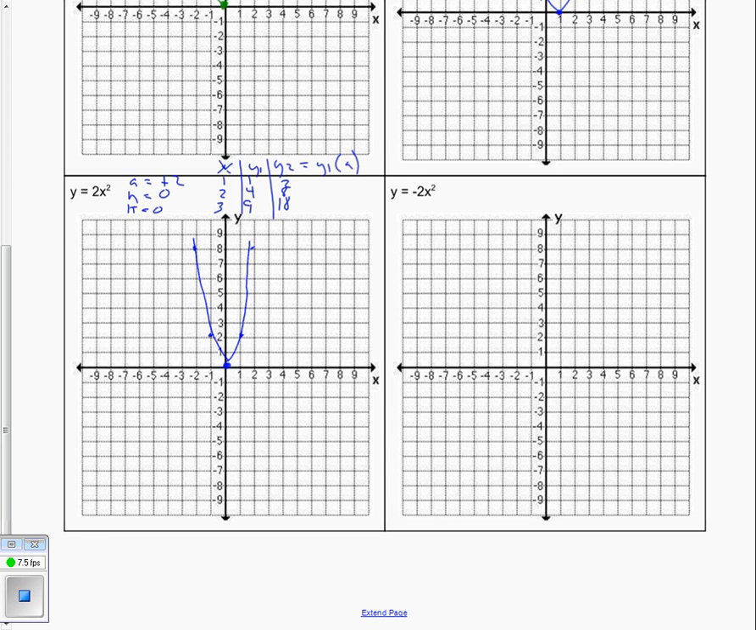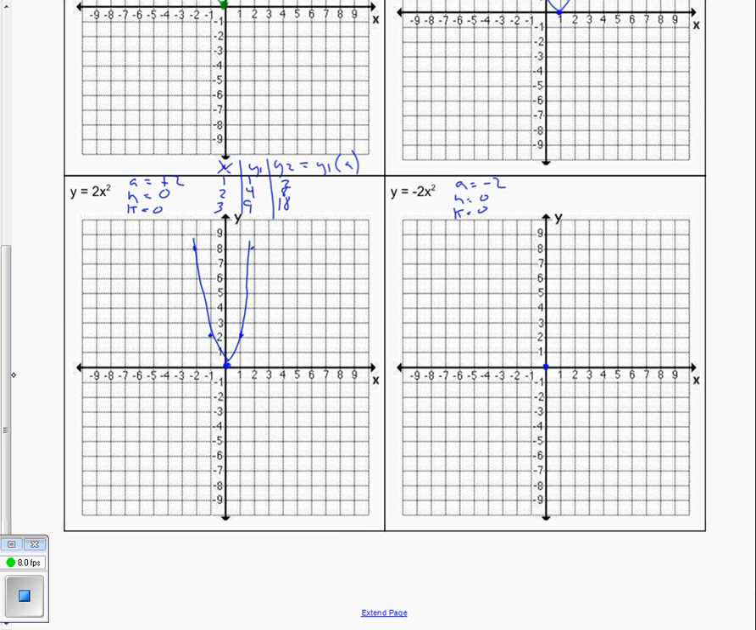If we look at the next example here on the right, we've got y is equal to negative 2x squared. Okay, so our a value is actually negative 2, our h value is still 0, and our k value is still 0. So our vertex hasn't changed. Our vertex remains at 0, 0. What has changed is the direction of opening. Okay, so now instead of going over 1 up 2, now we're going to be going over 1 down 2.